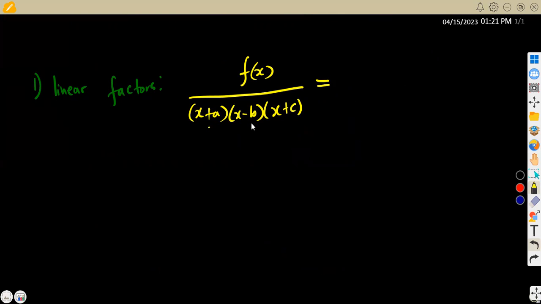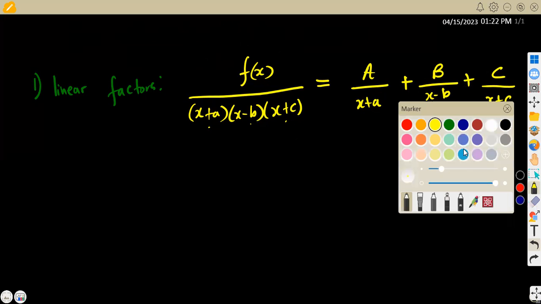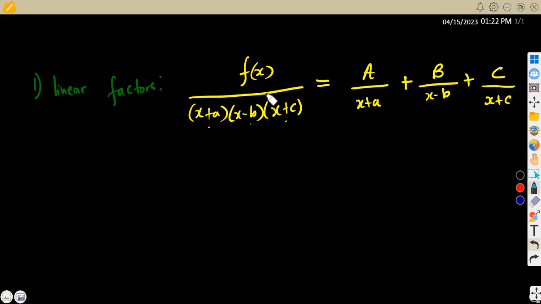So you ask yourself, how many terms are in the denominator? We've got 3 terms. For linear factors, you're going to have A over the first bracket, x plus a, plus B over x minus b, plus C over x plus c, where A, B, C are the constants to be found, which means we have to calculate these values for A, B, and C. You have to take note that in order to apply this, the denominator must factorize.